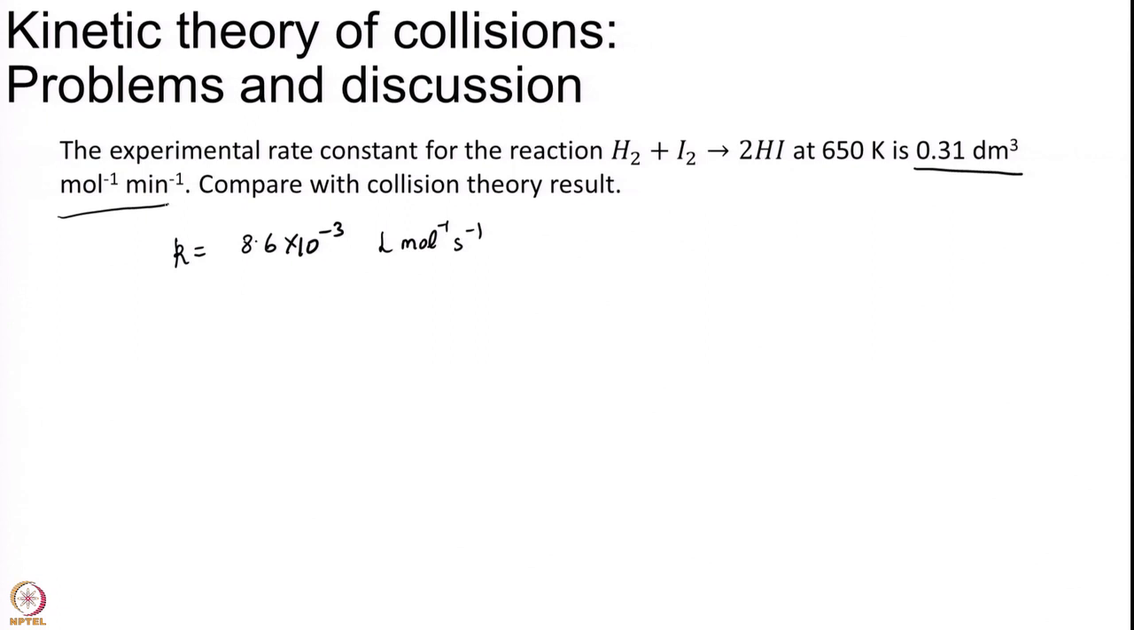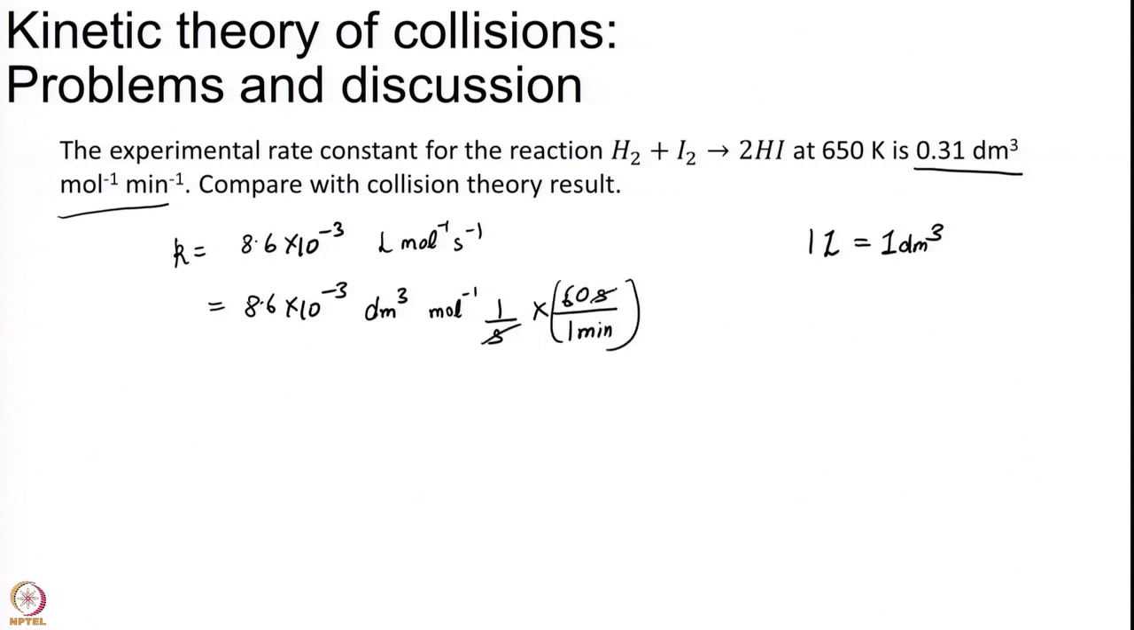Well, first thing I note is that this is in minute inverse. Okay, not a big deal. Remember that liter is the same as dm cube. I have 1 over second, but I will multiply by 60 seconds divided by 1 minute. Second cancels. I get this multiplied by 60 and I will get 0.52.